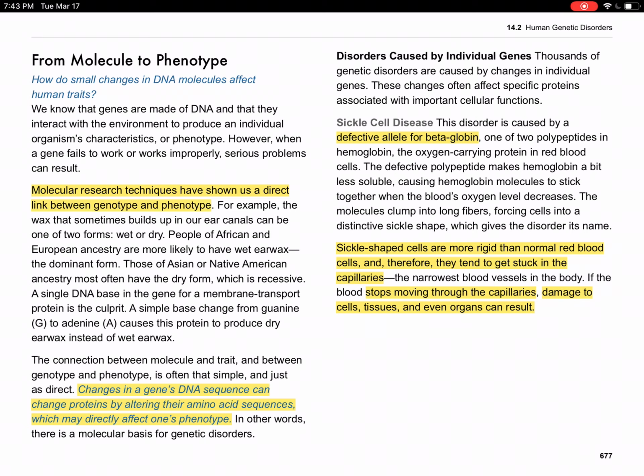Number 3, sickle cell disease. The main cause of this disorder is a defective allele for beta globin, one of two polypeptides in hemoglobin. Hemoglobin is the oxygen-carrying protein in red blood cells. The result of sickle cell disease are sickle-shaped red blood cells that are more rigid than a normal red blood cell, and therefore they tend to get stuck in the capillaries. The blood stops moving through the capillaries. This can cause damage to cells, tissues, and even organs.